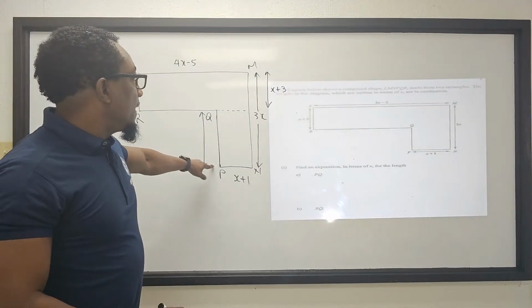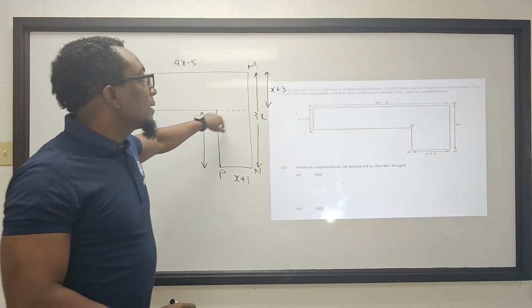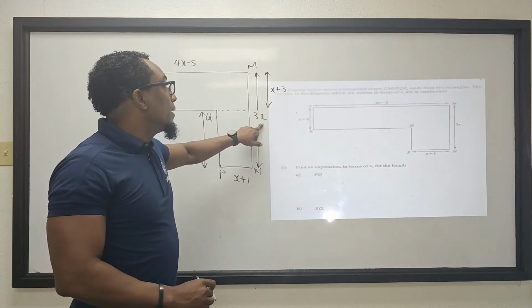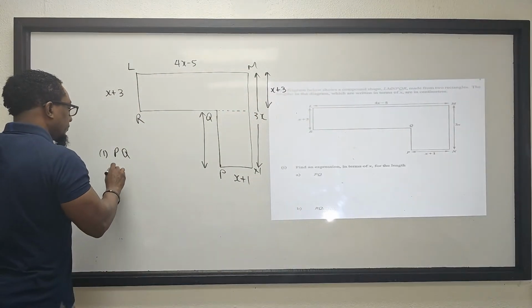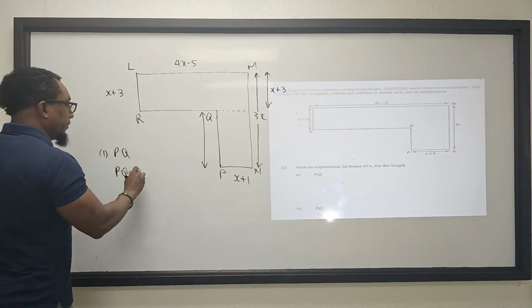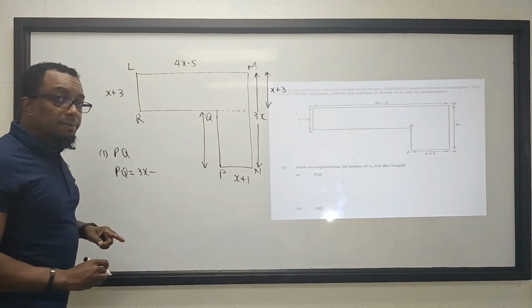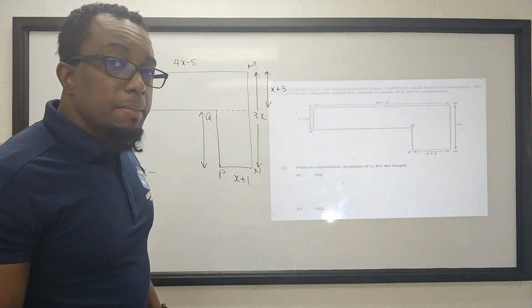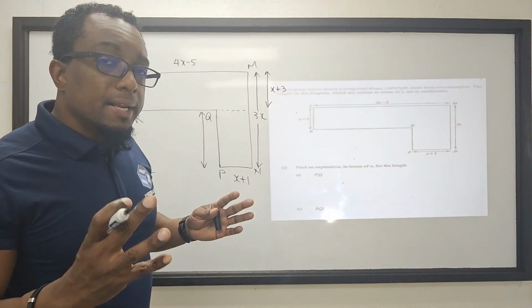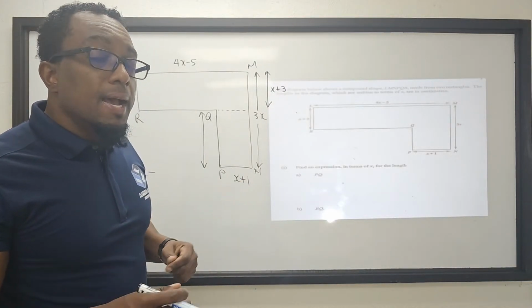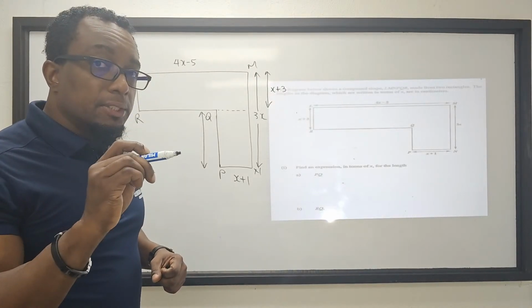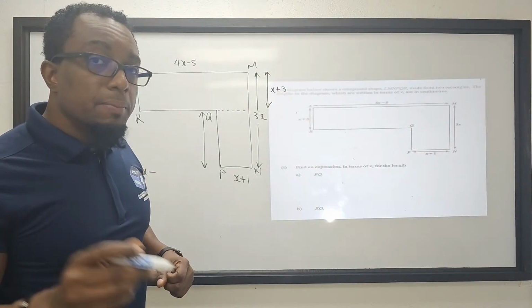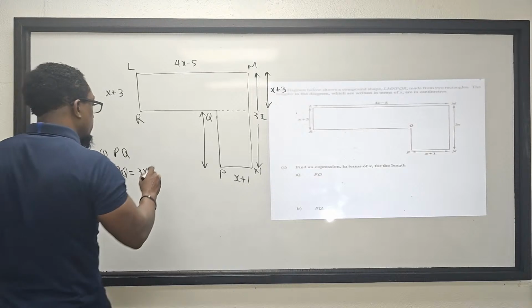So if I need to find PQ, it means I have to subtract x plus 3 from 3x. So therefore, PQ will be equal to 3x subtract x plus 3. And remember, because x plus 3 is an expression with two terms, I must put that expression in brackets. So we can't just write a subtraction sign and x plus 3 after. We must put x plus 3 in brackets.